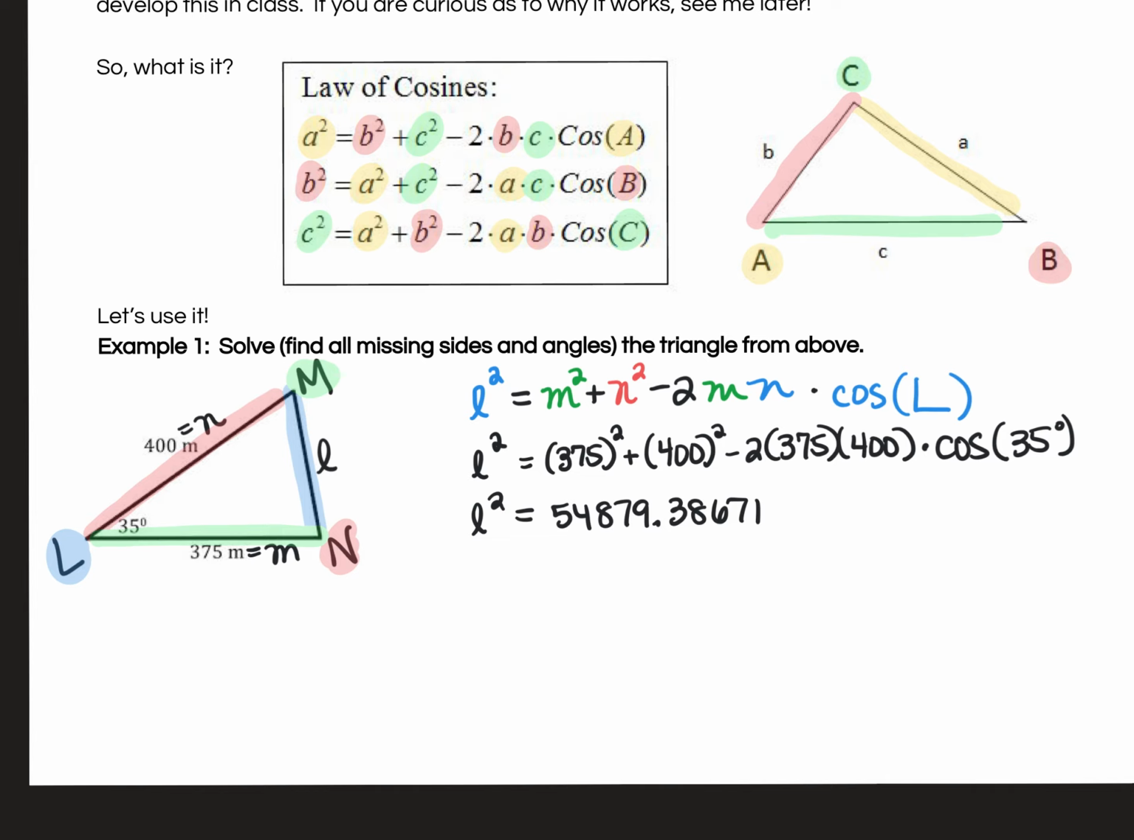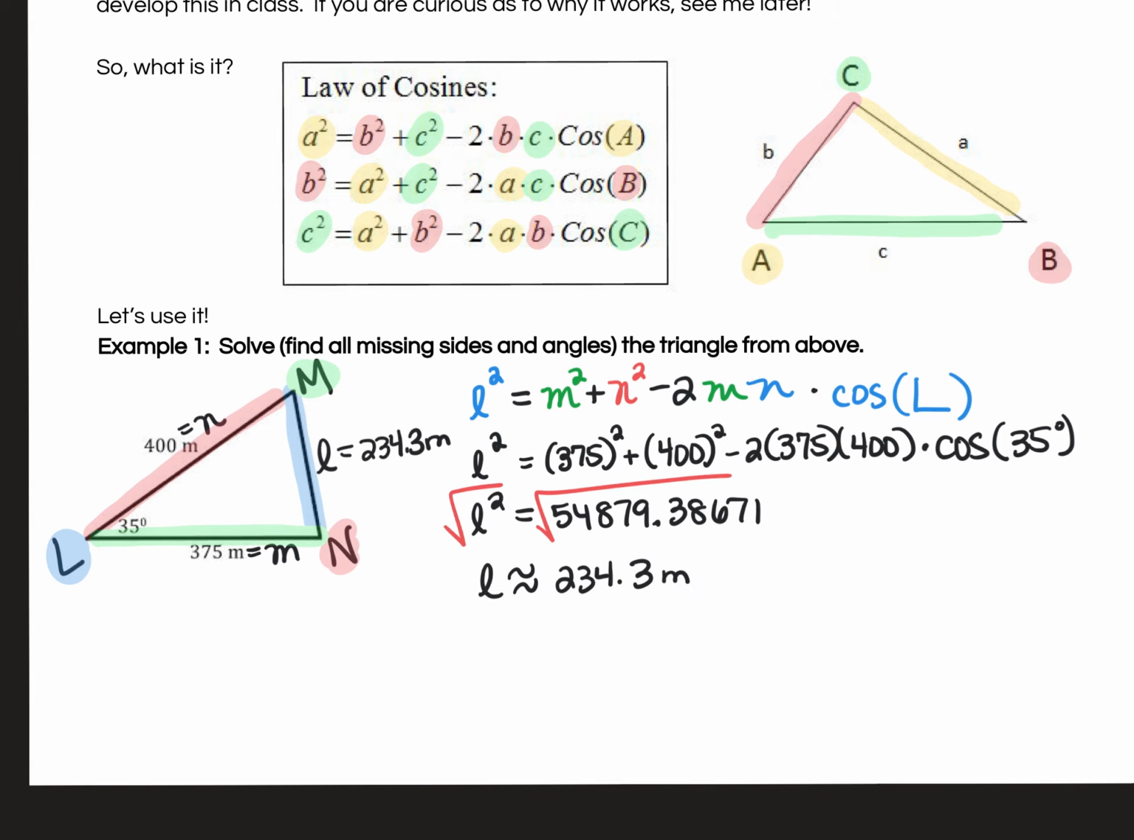Now we have to take the square root of both sides in order to actually figure out the answer to this problem. So I'm going to take the square root of both sides, and we're going to get L is about 234, we'll say 3. So now I got an expression for L, and that's in meters. I have a value for L.